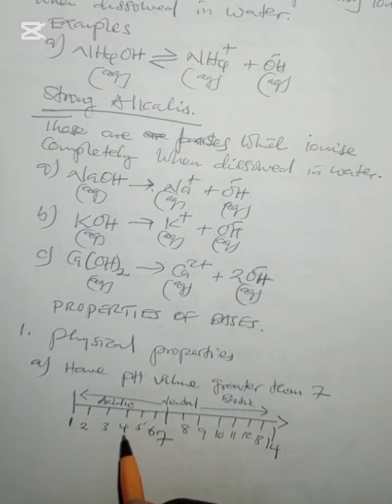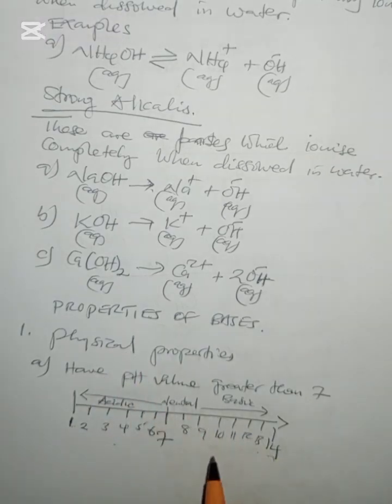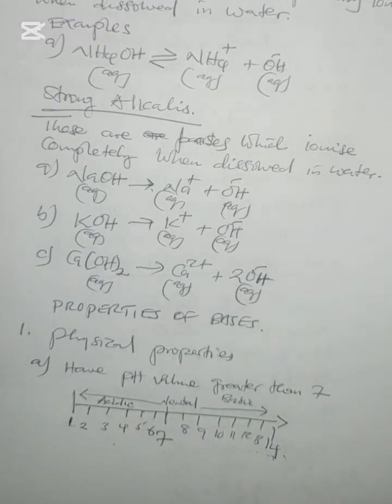Okay, so any substance that falls between 1 and 6.9, that substance is acidic. And any substance that falls between 7.1 and 14 is a basic substance. So we're saying that all bases have a pH value that ranges between 7.1 and 14.